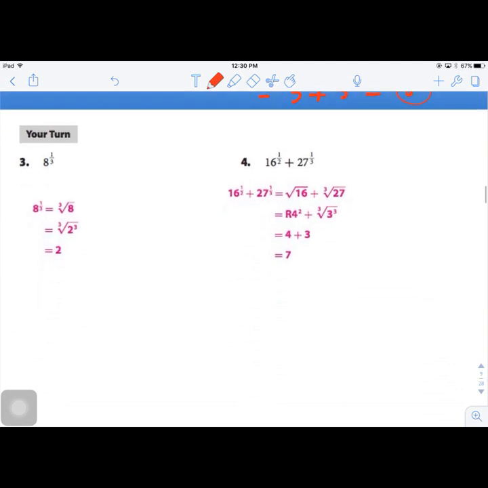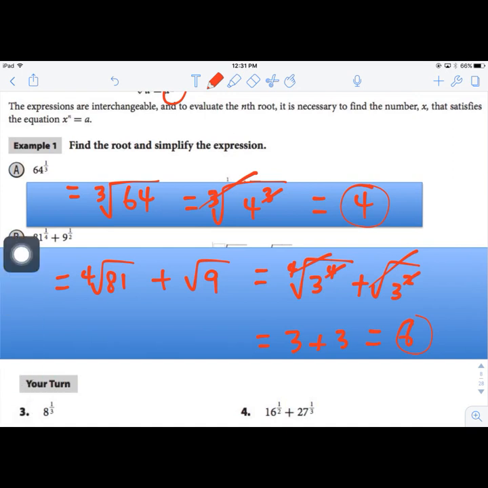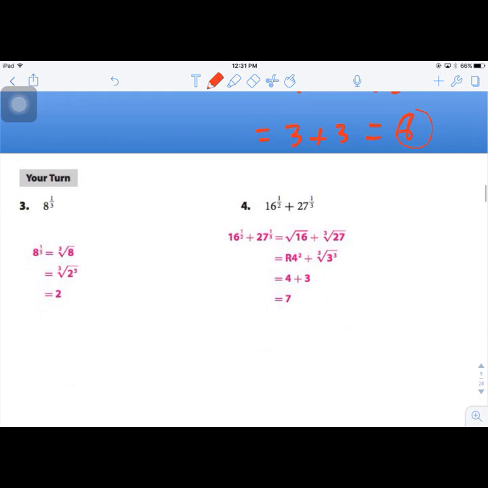Here are a couple of problems that you can try. Please go ahead and pause the video at this time so you can try the problems before you look at the answers. Hopefully you had a chance to try the problems first.